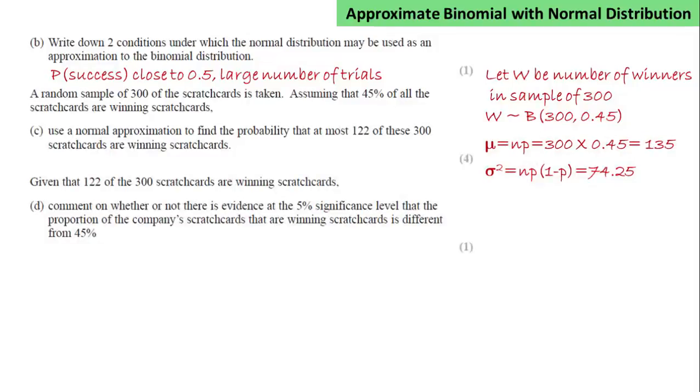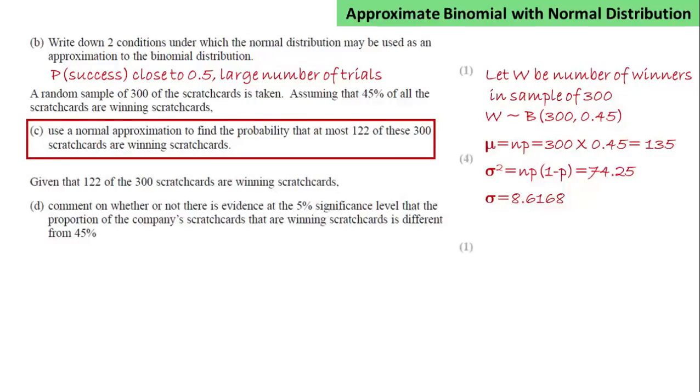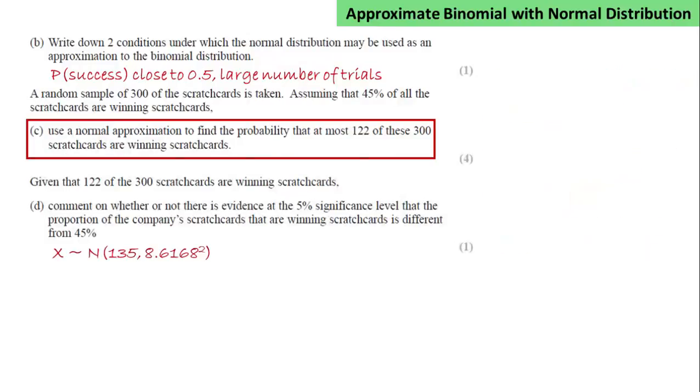Sigma squared, the variance, is in the formula booklet. The variance is 74.25. So we square root this and we get a sigma of 8.6168. So we want a normal approximation to this binomial distribution. And the normal approximation, we'll choose something with the same mean and the same standard deviation. So the normal approximation X will twiddle N(135, 8.6168 squared). So there's my normal approximation.